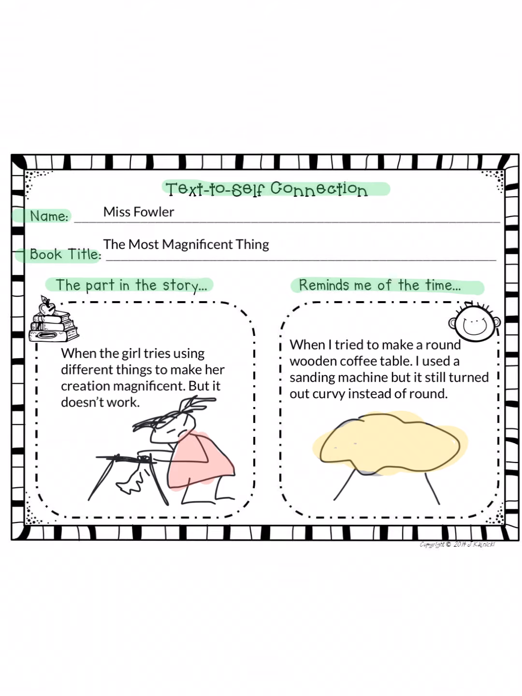So what you're going to do is you're going to make sure that you've watched the whole video on The Most Magnificent Thing. Then you're going to tell us the part in the story that you connected with, and then a time in your life that it reminds you of.